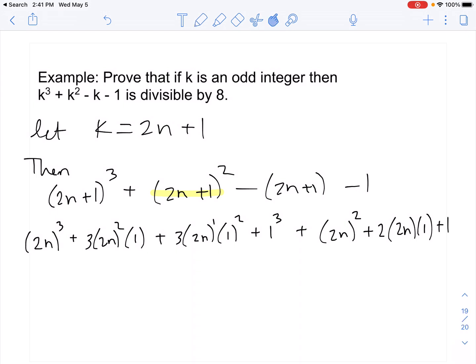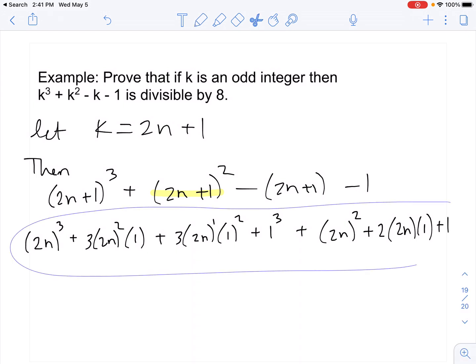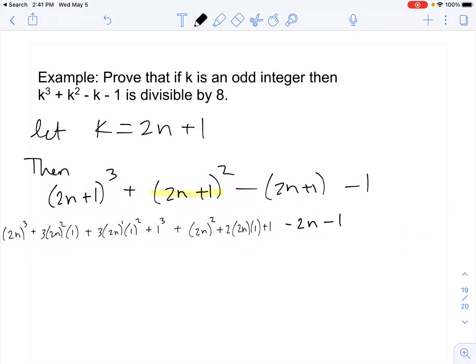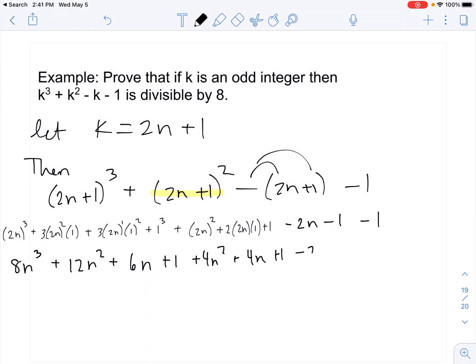Running out of room. Thank goodness for Notability. Minus 2n minus 1 minus 1. I just distributed this negative 1. So we get 8n cubed plus 12n squared plus 6n plus 1 plus 4n squared plus 4n plus 1 minus 2n minus 1 minus 1.